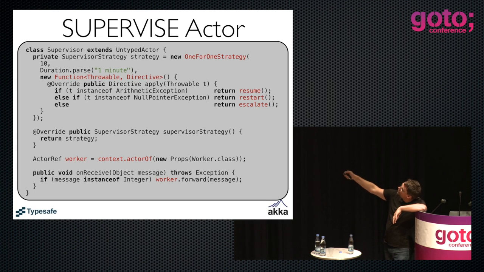So you can see if the exception that comes in here is an arithmetic exception, then it says it's a resume. That's the directive for how we should deal with the actor that failed. If it's a null pointer here, it should restart. Else it should escalate, meaning propagate the exception up. And apart from that, it's just a regular actor. And actually, this applies to the guy that's created out of this context, and to his children.